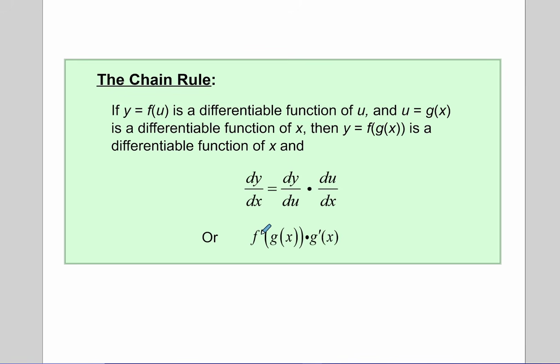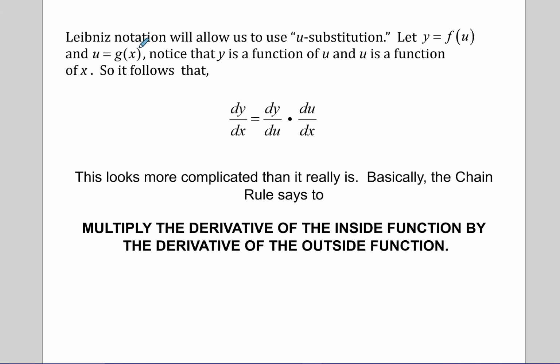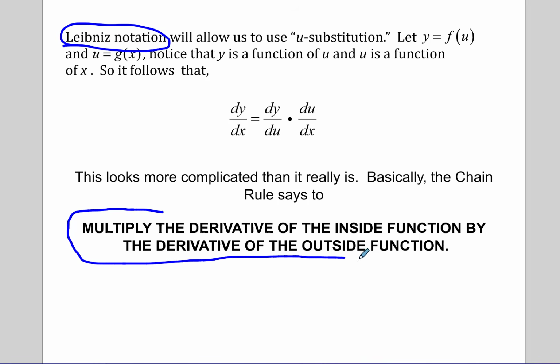Notice that we take the derivative of the outside, hold the inside steady, and then take the derivative of the inside and multiply the two together. We're going to use Leibniz notation, which will help us with our u substitution. It looks a little more complicated than it really is. But basically, just like I said earlier, you multiply the derivative of the inside function by the derivative of the outside function. And we're good to go.